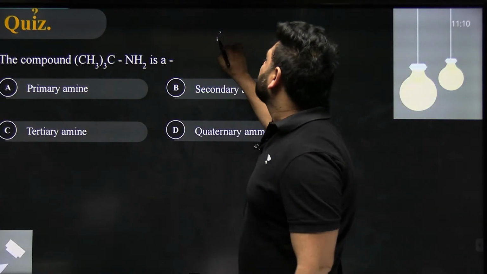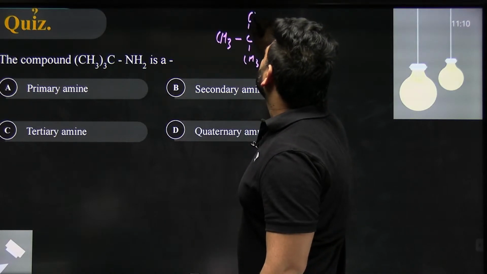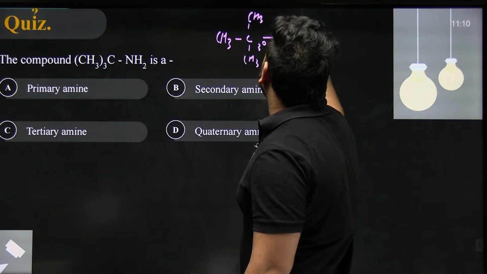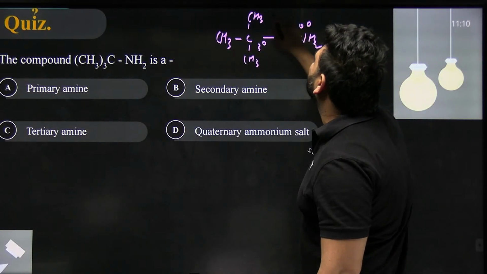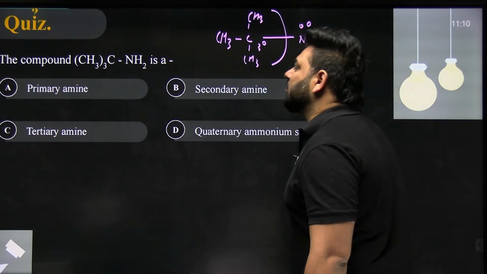We have the compound CH3CNH2. Again, this might look like so many CH3 groups are there, and it is also pretty clear that this is a 3-degree carbon atom which is connected to one nitrogen. But that's not how we measure it. We measure it by how many alkyl groups the nitrogen is connected to. That is 1. So this will be 1 degree or primary. The correct answer should be A.